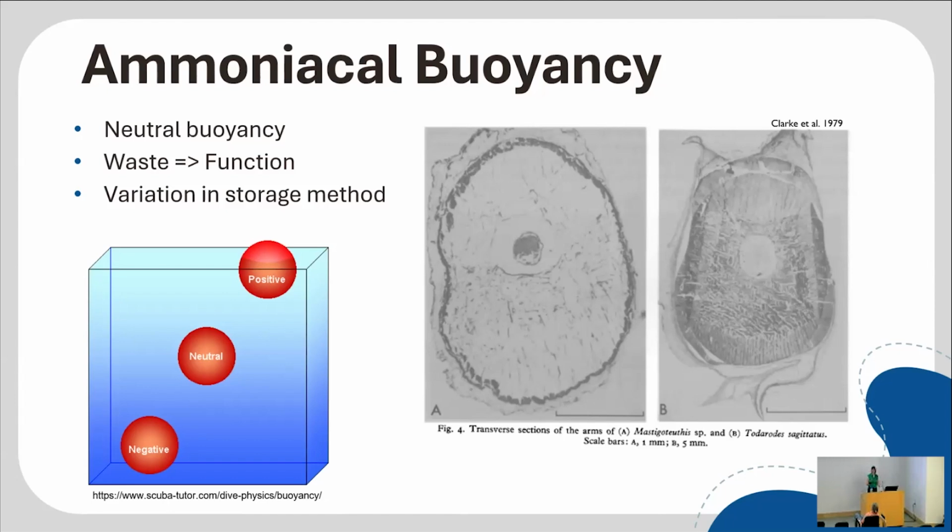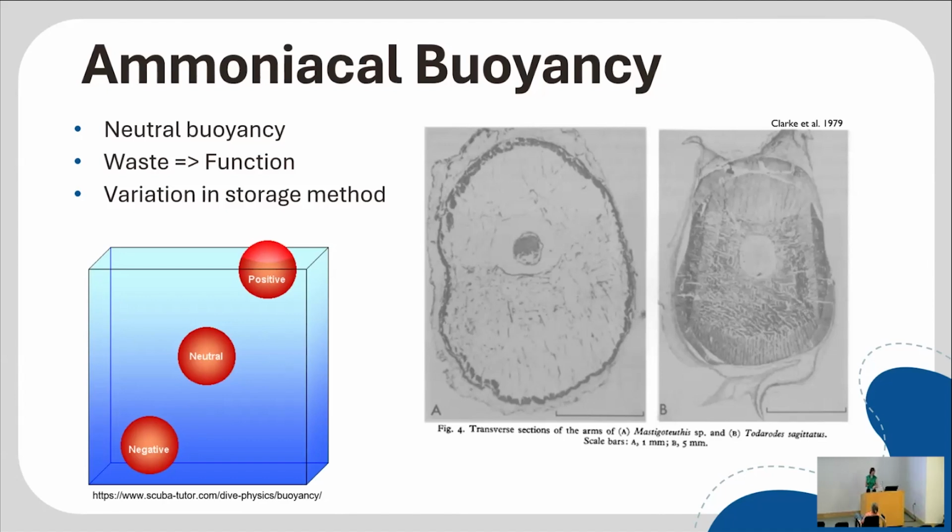And ammoniacal buoyancy, ammonium is less dense than seawater. And so that, combined with the body tissues, is allowing them to maintain that position. Also, ammonia does not compress with depth. So that buoyancy, instead of things like the swim bladder, which is going to compress with depth, ammoniacal buoyancy allows these deep sea species to also remain neutrally buoyant.